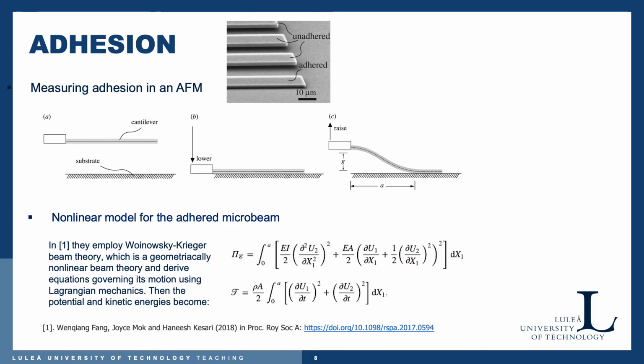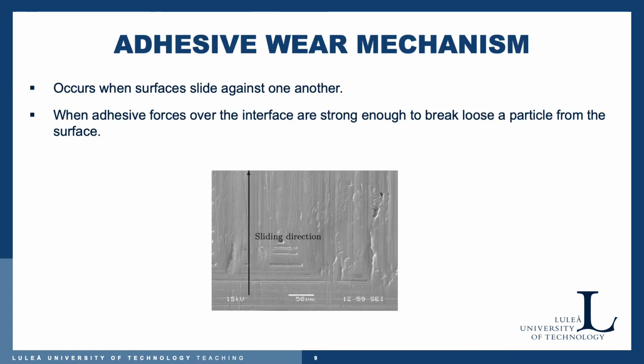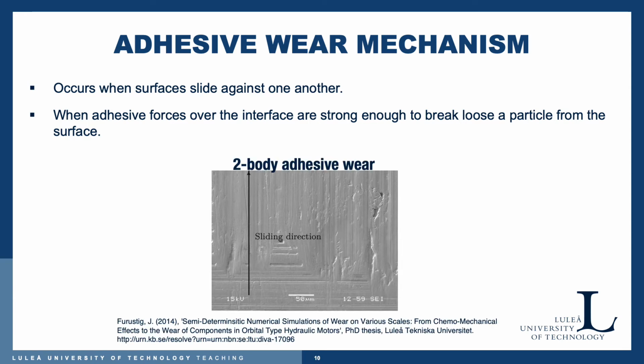So adhesive wear occurs when surfaces slide against one another, and the mechanism is that when the adhesive forces of the interface are strong enough to break loose a particle from the subsurface, we can observe wear of it. The image here below illustrates two-body adhesive wear, and the sliding direction is from south to north. The image is taken from Dr. Joel Furestig's PhD thesis from 2014.